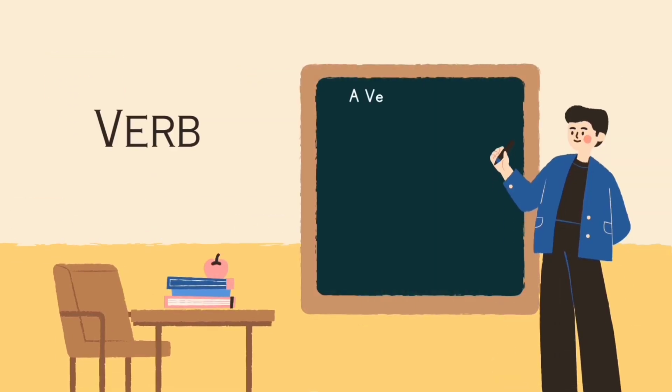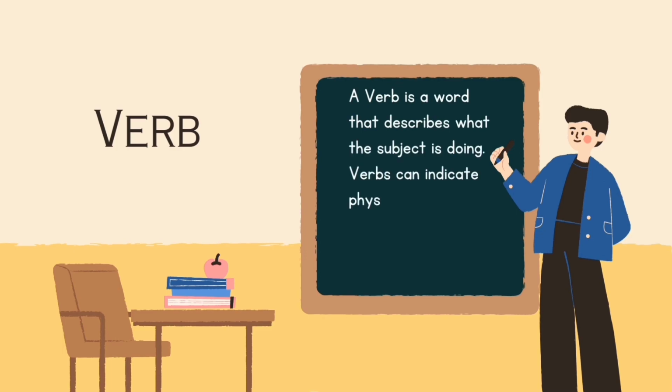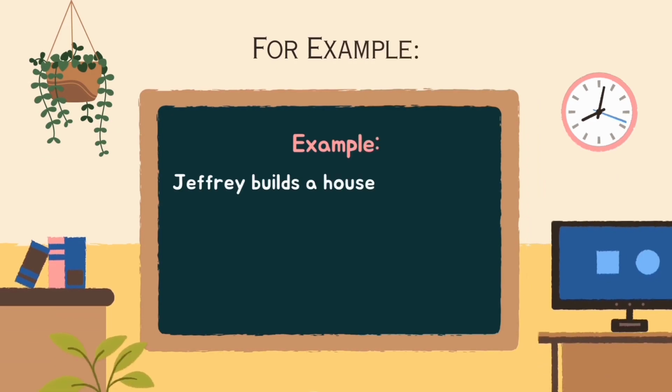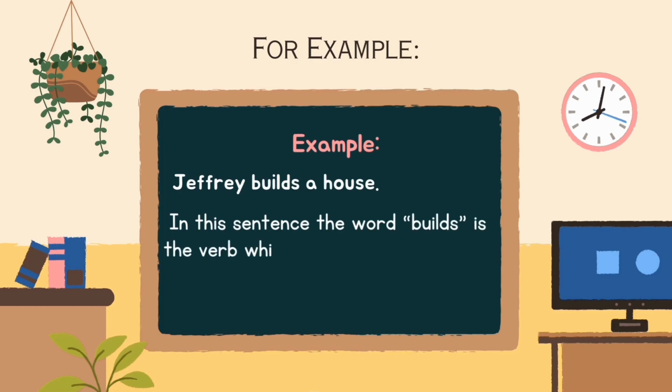Verb. A verb is a word that describes what the subject of a sentence is doing. Verbs can indicate physical or mental actions, occurrences, and states. For example, Jeffrey builds a house. In this sentence, the word builds is the verb, while Jeffrey is the subject.